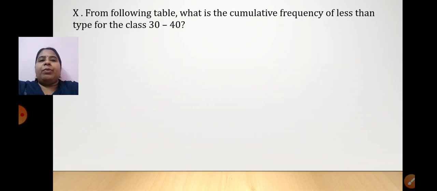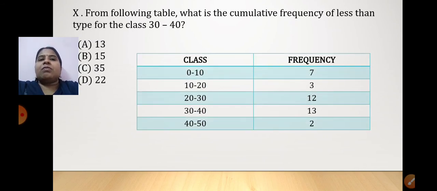From the following table, what is the cumulative frequency? This is one concept that is left, right? Cumulative frequency of less than type for the class 30 to 40. The class is 30 to 40 and we need the cumulative frequency of it. Options are 13, 15, 35 and 25. The table is this one.